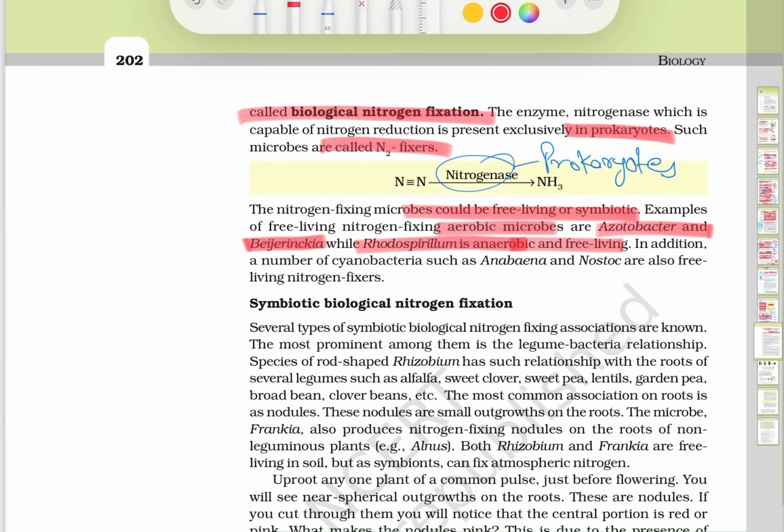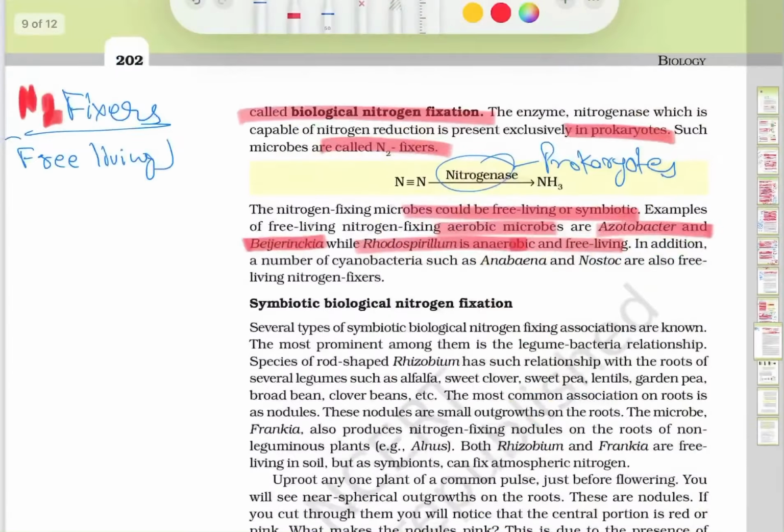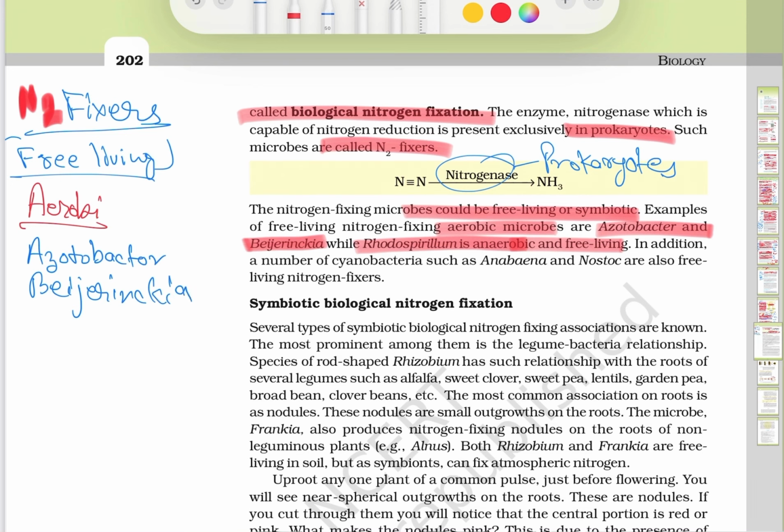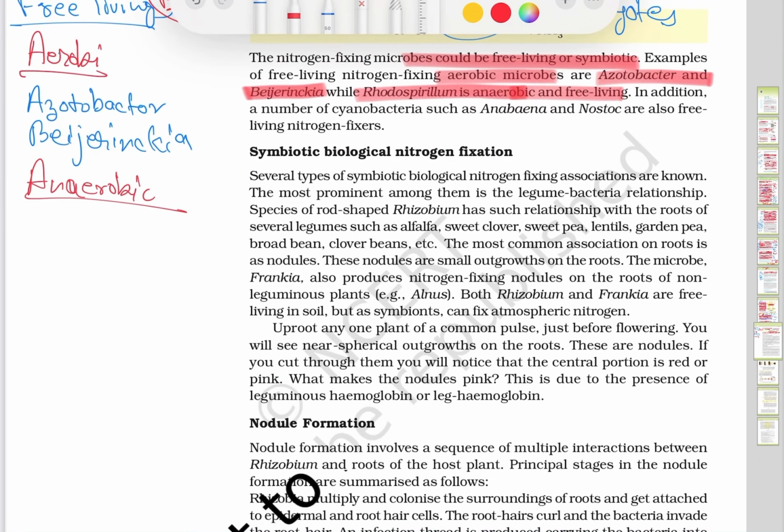N2 fixers that are free living: aerobic ones are Azotobacter and Beijerinckia. Anaerobic bacteria are Rhodospirillum and Clostridium. Also, some bacteria that help in nitrogen fixation are Bacillus, which is also free living. Some cyanobacteria also help.